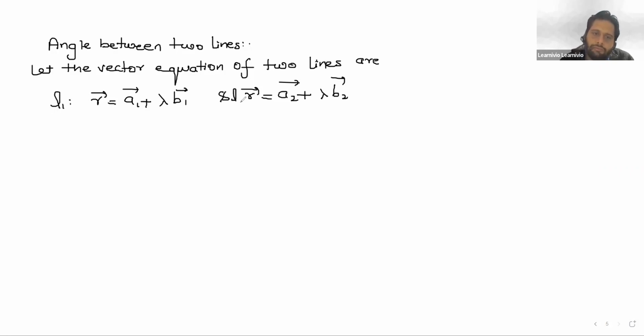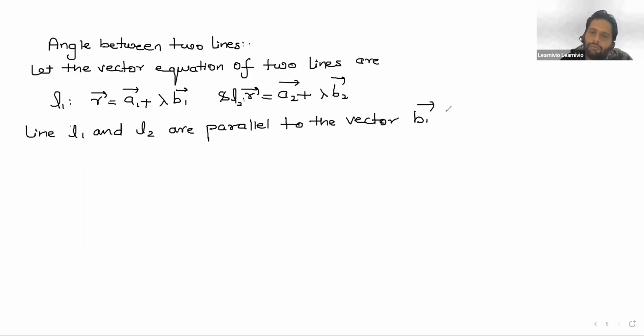This is line L2. Now, the angle between lines L1 and L2. Line L1 and L2 are parallel to the vectors B1 and B2 respectively. You all know this condition.